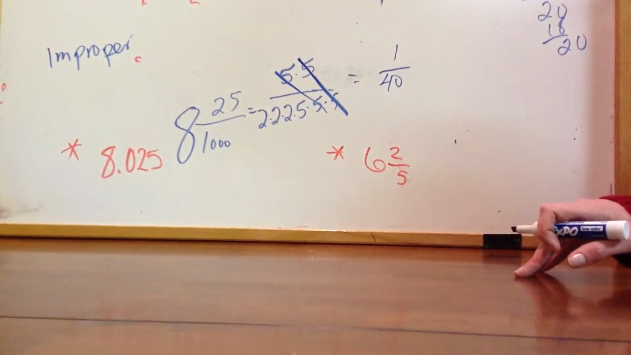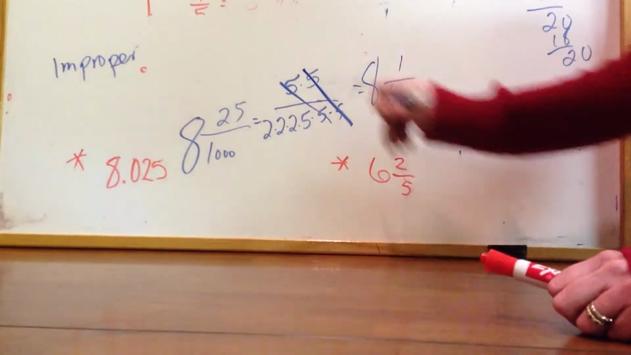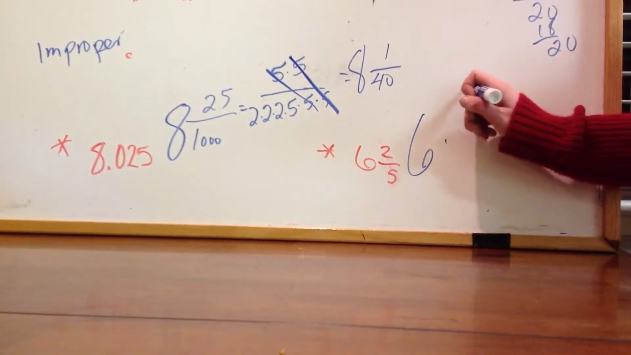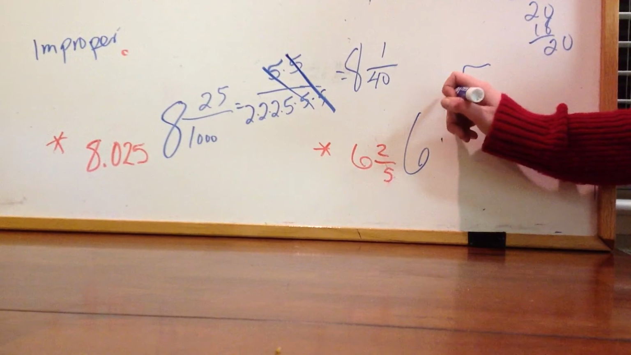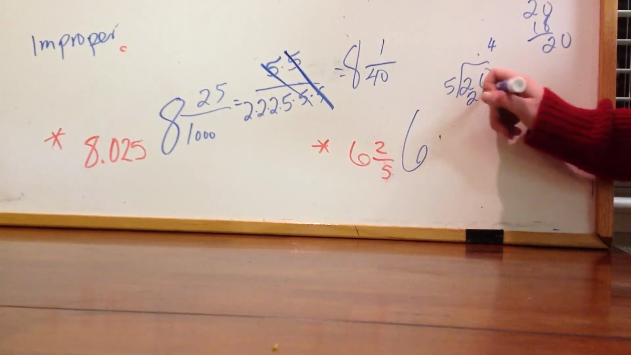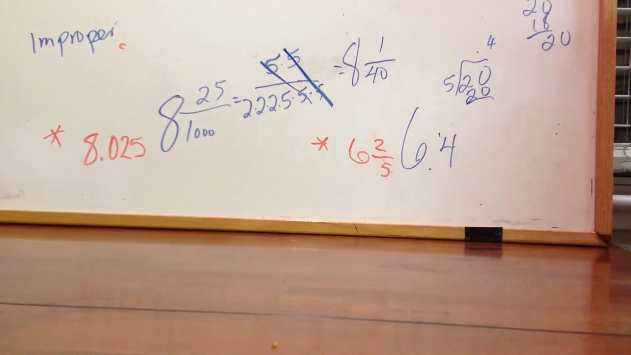Is that right? I think so. 8 and 1/40th. And then 6 and 2/5. We have our 6, and then we're going to do 2 divided by 5. 5 goes into 2 0 times. We add a decimal and a 0. So 6.4. Okay, that's it.